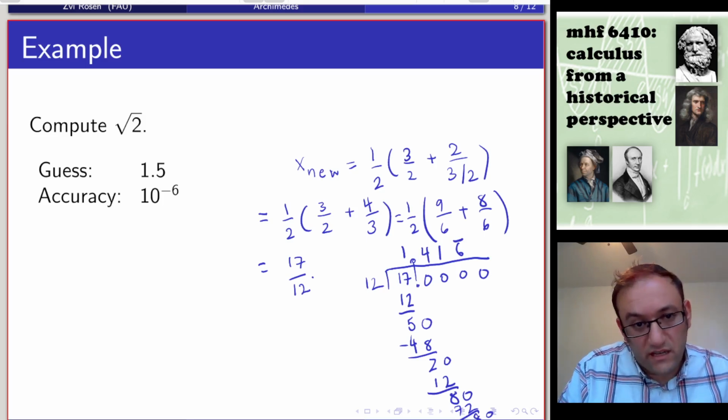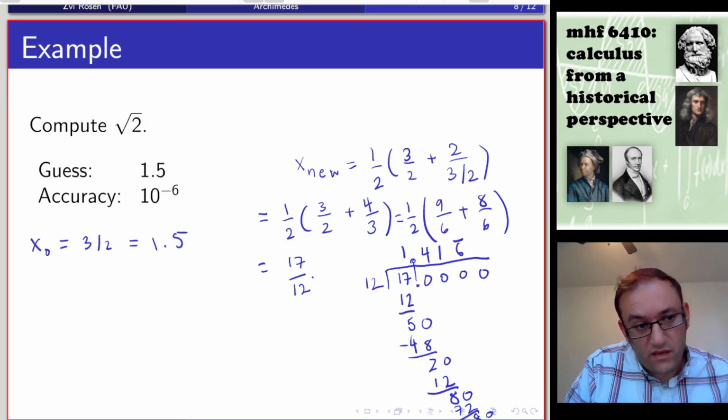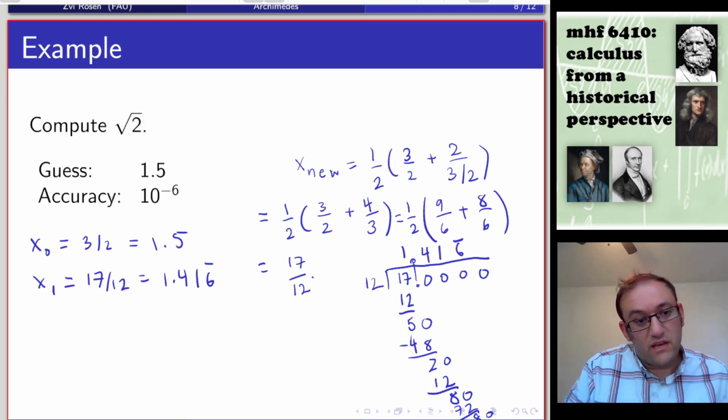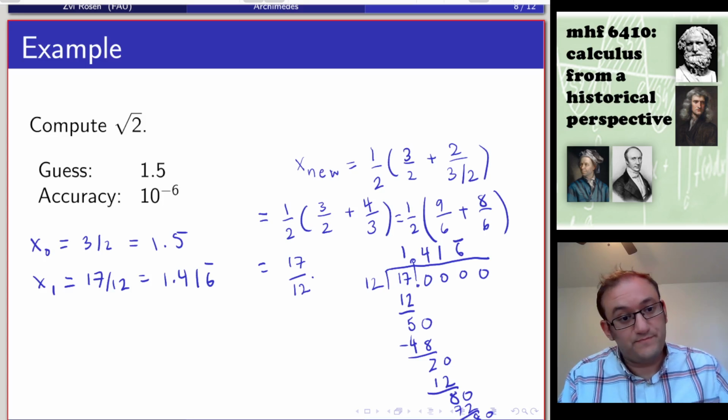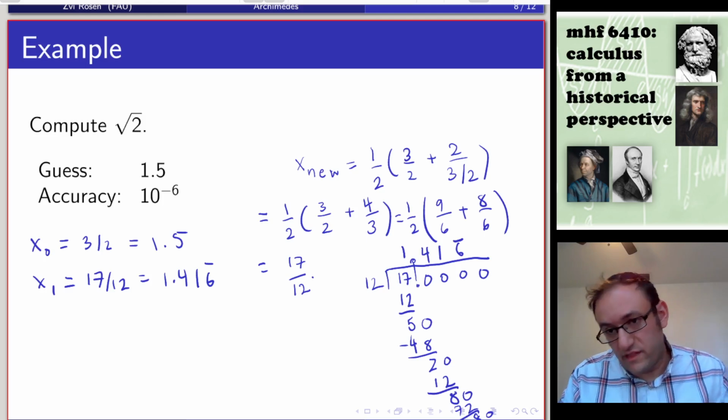So our estimate in the first step, our x0 guess, is 3/2, which is 1.5. And our x1 guess is 17 over 12, which is 1.416 repeating. Already a lot closer, but obviously still not correct, and not within 10 to the minus 6 accuracy. So we would iterate. But as we can see, it's a lot of calculation to iterate.